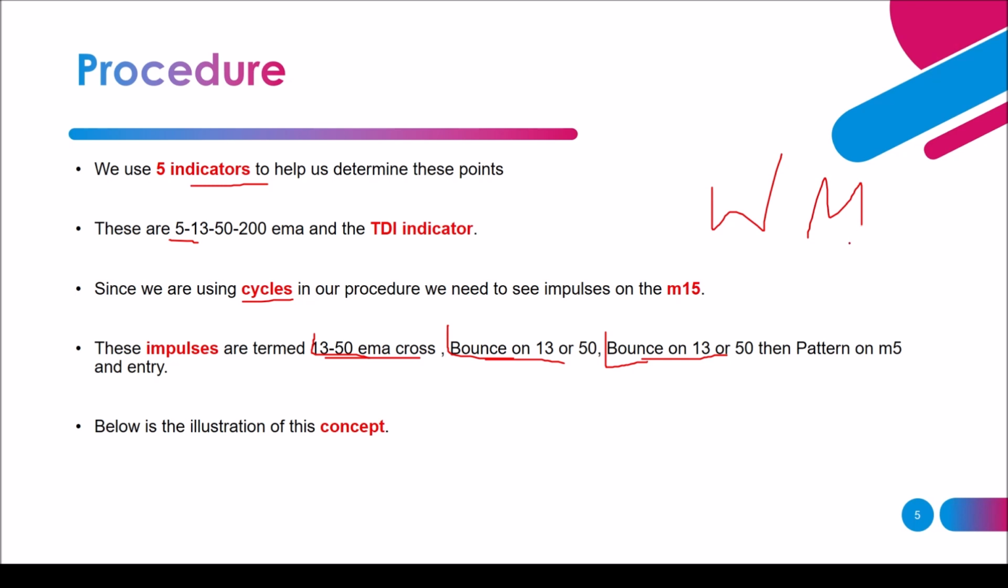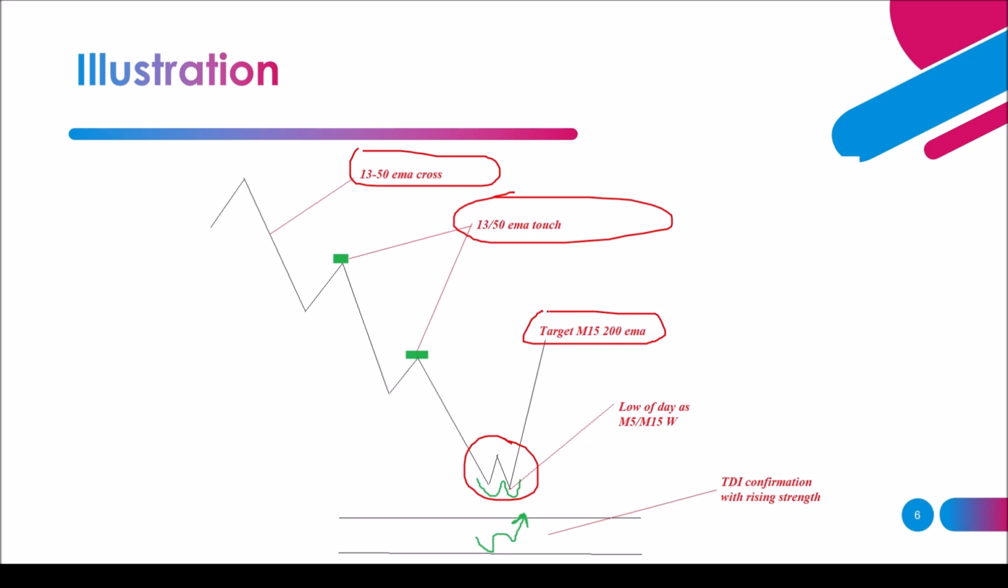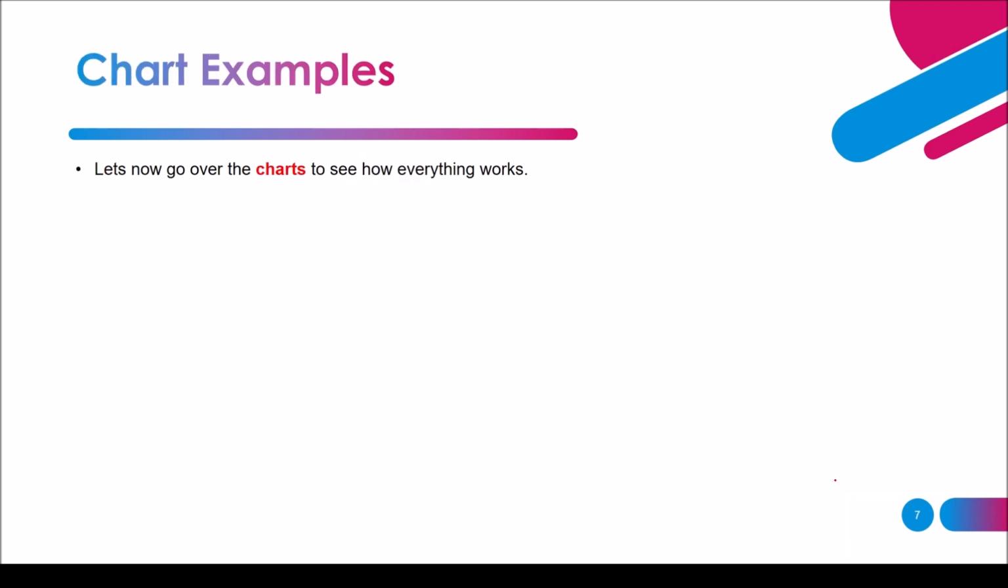So below is the illustration of this concept. We are saying the first impulse will require a 1350, the second and then the third will require this 13 or 50 EMA touches, and then from the second 13 or 50 EMA touch, we now look for a pattern, and then after that pattern, our target will be the M15 200 EMA. This pattern should be actually confirmed with the TDI with rising strength for this particular context. So let's now go over the charts to see how everything works.